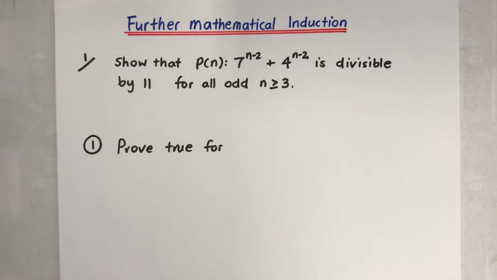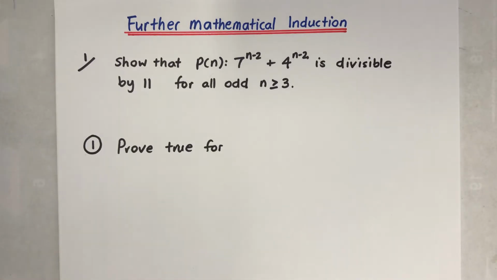Okay, further mathematical induction. There will be 2 questions in this video. First one, show that P of n, 7 to the power of n minus 2 plus 4 to the power of n minus 2, is divisible by 11 for all odd n bigger than or equal to 3.